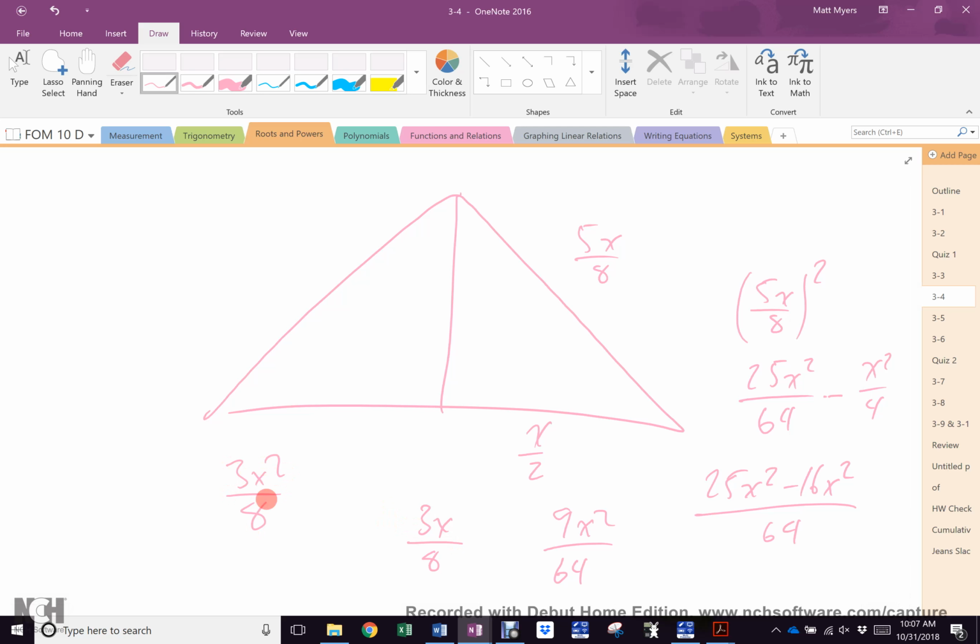Found my mistake. What's the area of a triangle? It's base times height divided by 2. And then when you multiply it by 2, the half and the 2 cancel, don't they? So I didn't have 6x squared over 8. I had 3x squared over 8, right? Because that's the base times the height, right?